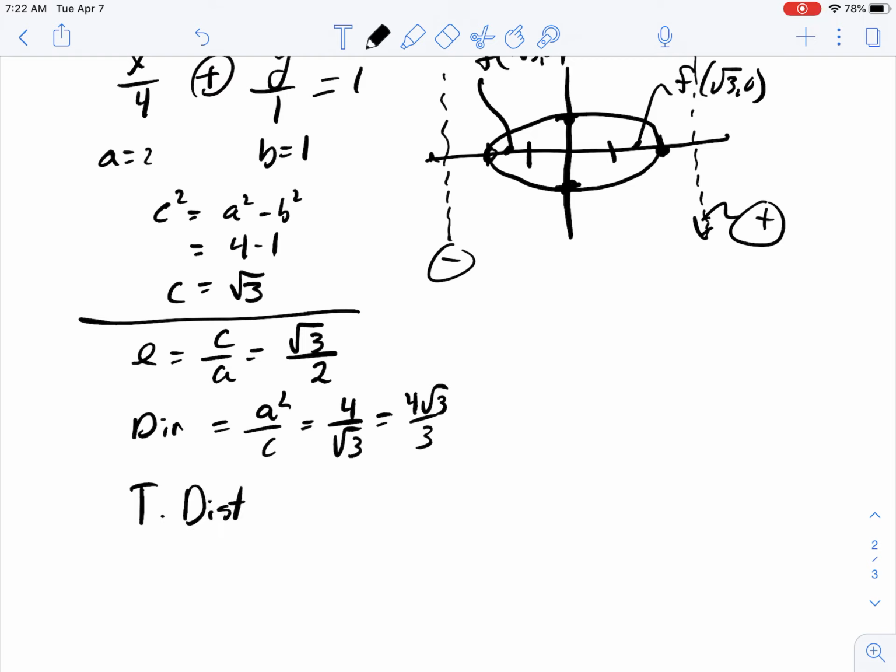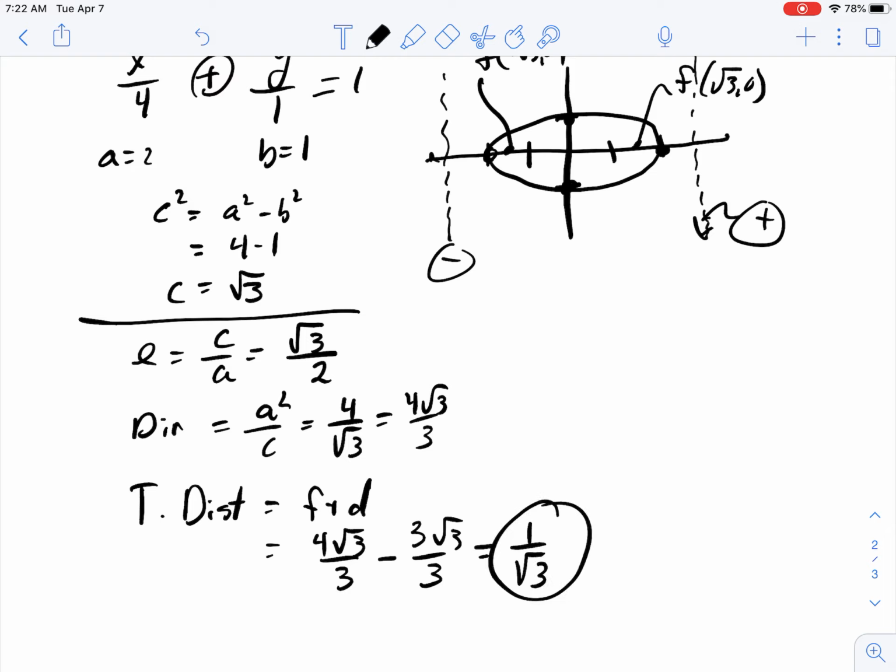All right, so my total distance now between my focus and my directrix. I would actually have to subtract these two: 4 root 3 over 3 minus 3 root 3 over 3. And you should get 1 over root 3 as my total distance between these two values. There's my focus and there's my directrix. So you have to subtract the two, and actually you have to go D minus F to find that distance between them.